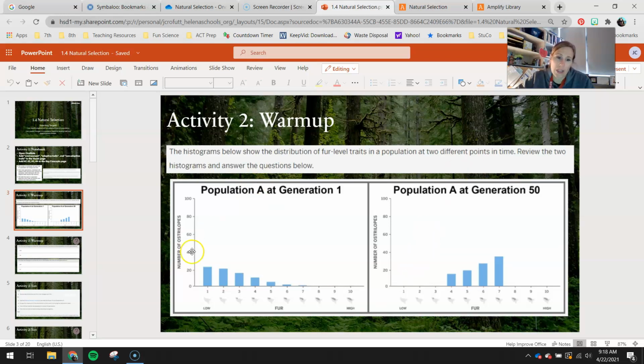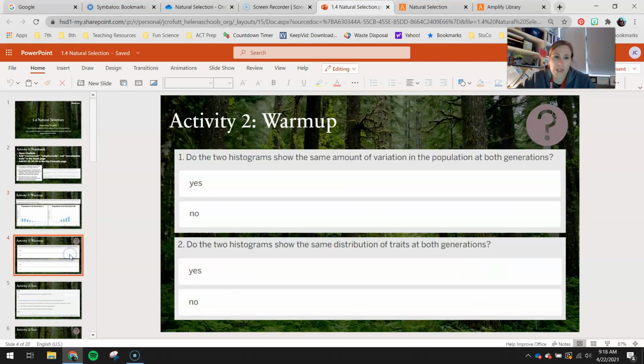We have the number of ocelotopes, or number of individuals, on our y-axis, and then our trait variation on our x-axis. It looks like we're looking at different variations for fur length. You can examine those two histograms and then answer these two questions using your draw tool. Do the two histograms show the same amount of variation in the population at both generations? So do you see the same amount of variation? Remember, variation is the different traits you see.